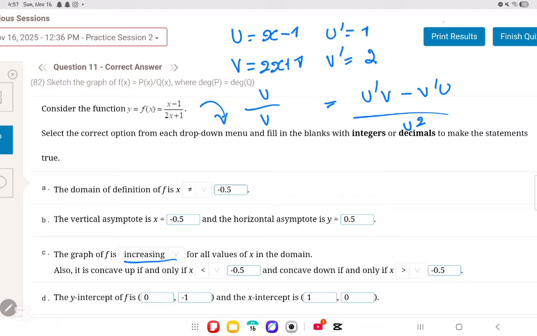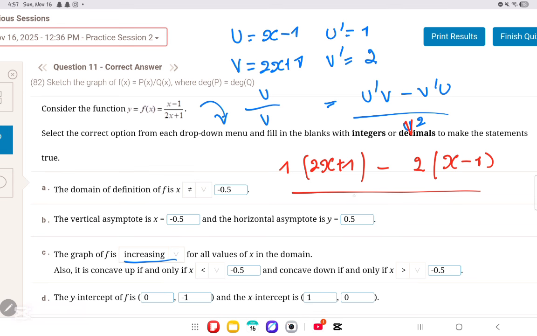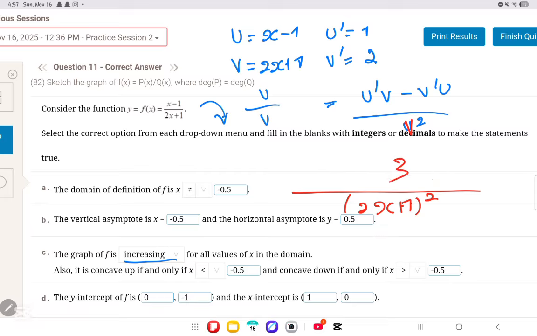Now, I can find my answer. It's going to be u prime v, so 1 times 2x plus 1, minus v prime u, 2 times x minus 1, over v squared, over 2x plus 1 squared. So this is going to be 2x plus 1 minus 2x plus 2. So this and this go, and I'm left with 3 over 2x plus 1 squared.